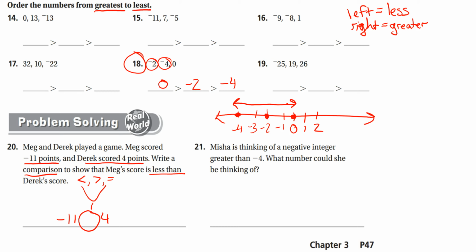21. Misha is thinking of a negative integer. So just an integer is a fancy word for number.